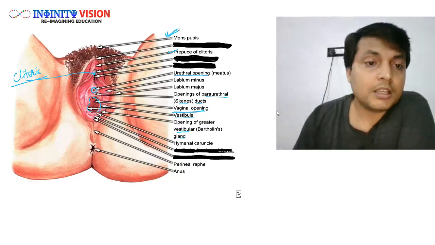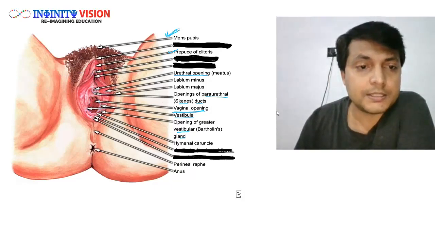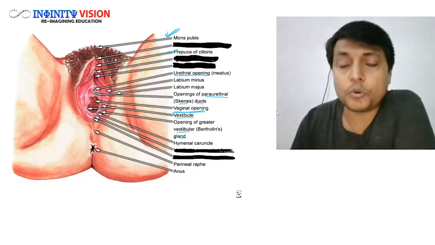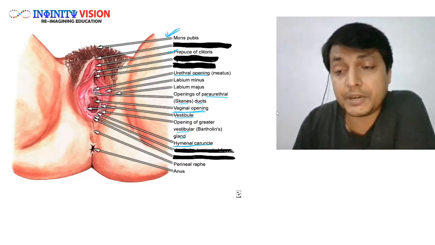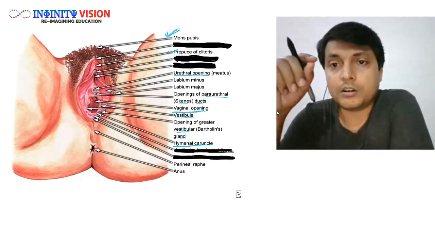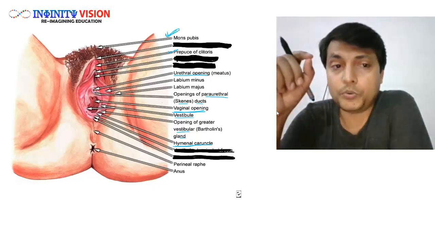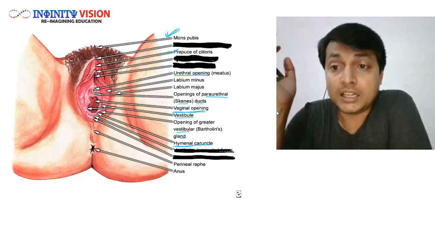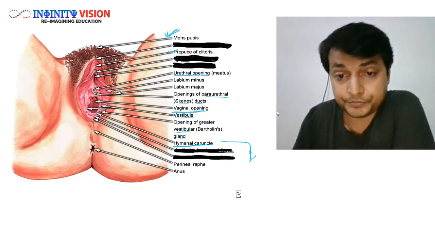Great. Now, I'm just omitting all these things. Now, on this vaginal opening, there is something called hymenal caruncle. Hymenal caruncle is the place from which a flap of connective tissue or skin grows, and it covers the vaginal opening. This covering is called hymen.